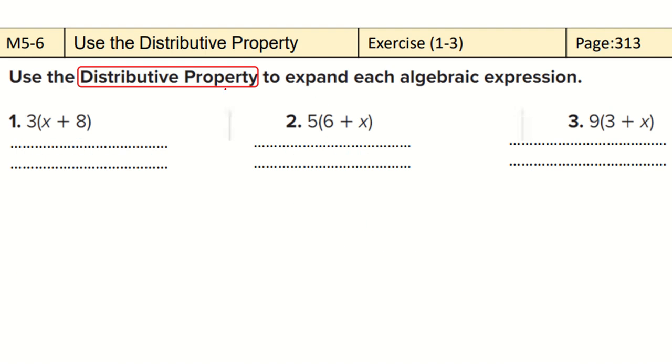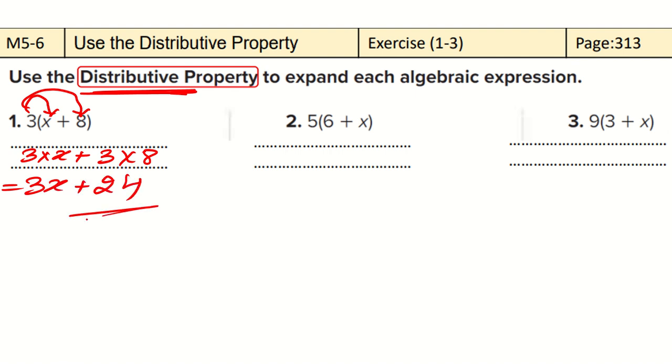Now, this type of question will be very easy for you. Distributive property. Distributive means this number will be multiplied inside the bracket. So 3 multiply x plus 3 multiply 8. So this is 3x plus 24. This is the answer. Now here, same thing. 5 will multiply by 6, which means 5 multiply 6 plus 5 multiplied by x. So 5 times 6 means 30 plus 5x.